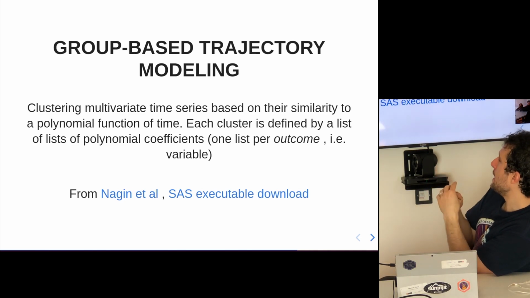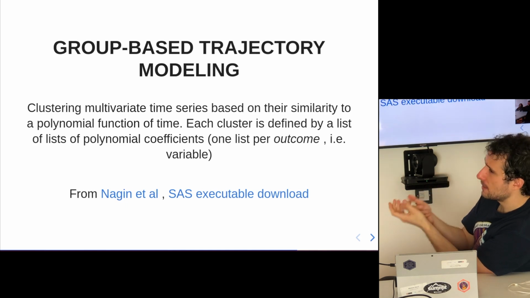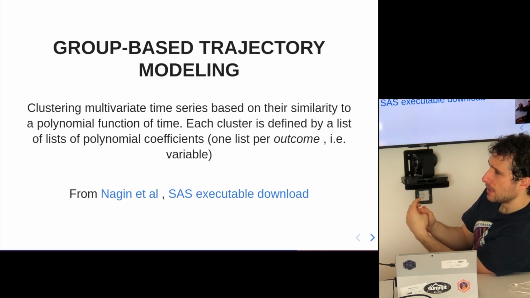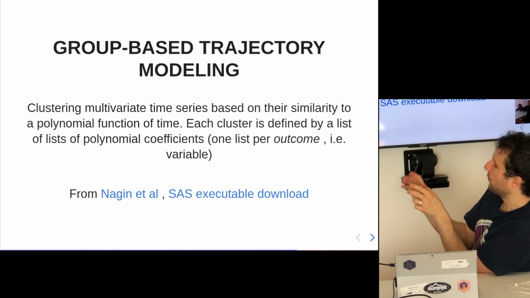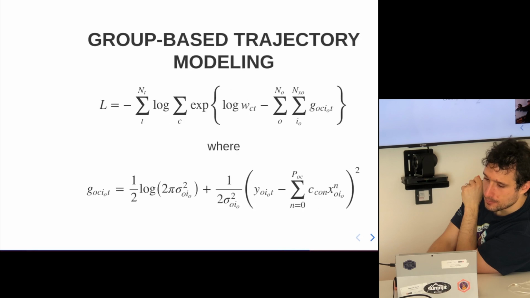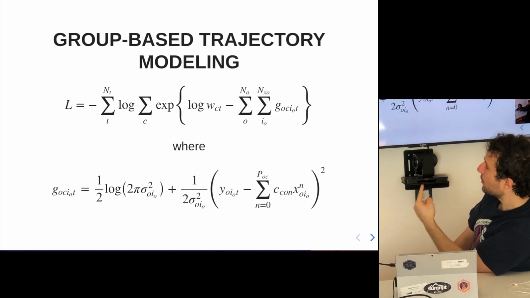It's nothing particularly complicated. It's not something qualitatively different from Gaussian mixtures, except for a couple of things which will be clear once I show the formula.